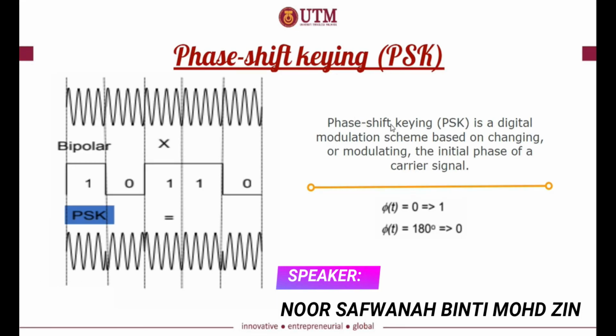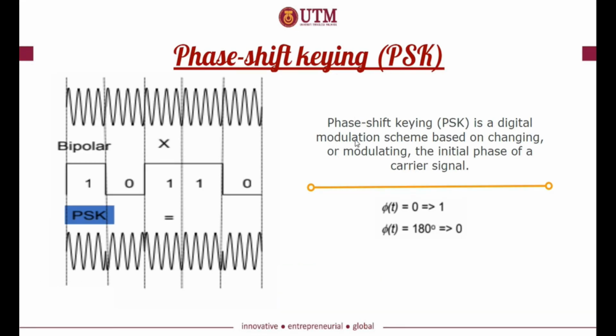Phase shift keying, or PSK, is a digital modulation scheme based on changing or modulating the initial phase of a carrier signal. If you see here, when this signal is 1, this signal does not undergo phase shift. However, when this signal is 0, this signal is shifted 180 degrees.